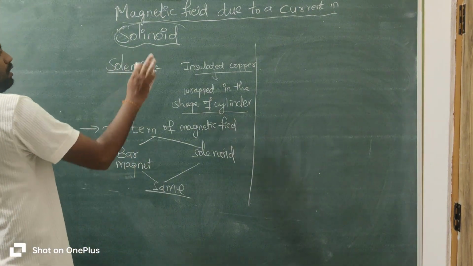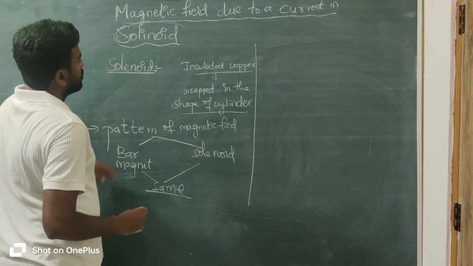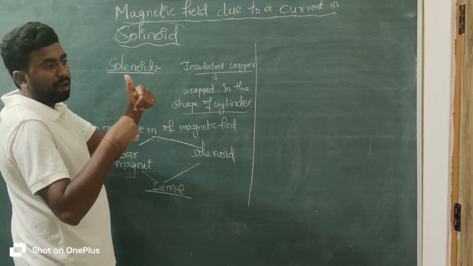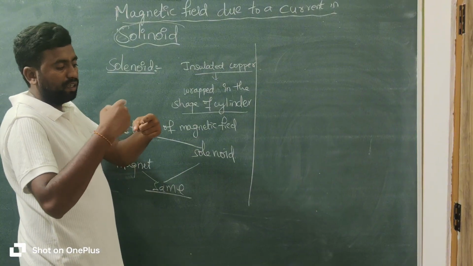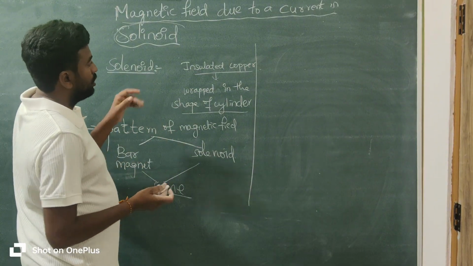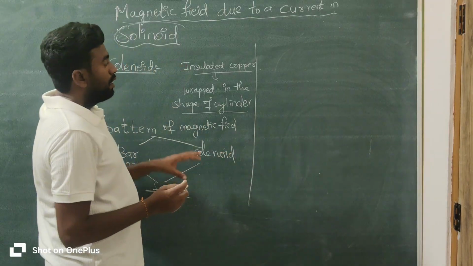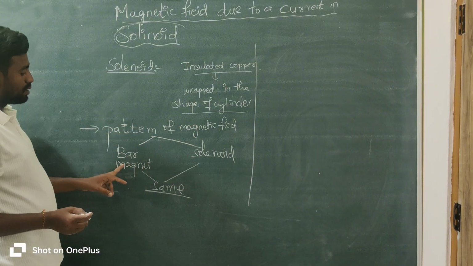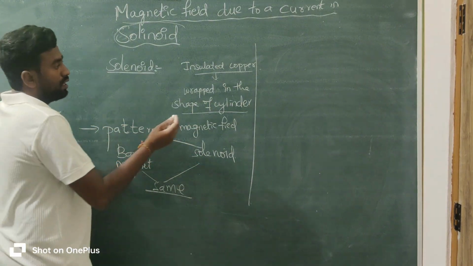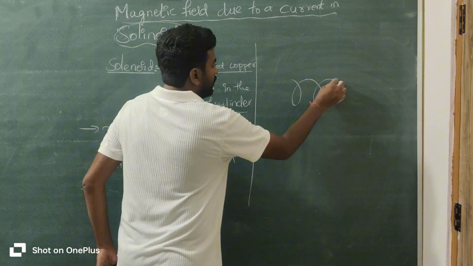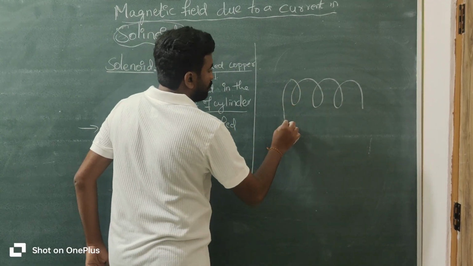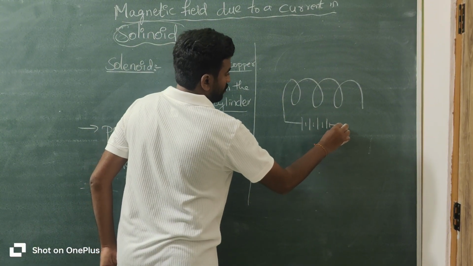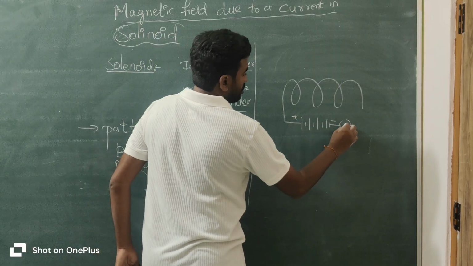Next topic, magnetic field due to current in a solenoid. First we have to understand the definition of a solenoid. Take insulated copper wire wrapped in the form of a cylindrical shape. This is called a solenoid. Let's draw the shape of the solenoid. Next, we have to compare whether the pattern of magnetic field of the solenoid is the same as that of a bar magnet. Let's see. This is a copper wire wrapped in the shape of a solenoid, connected to a battery, with a switch.